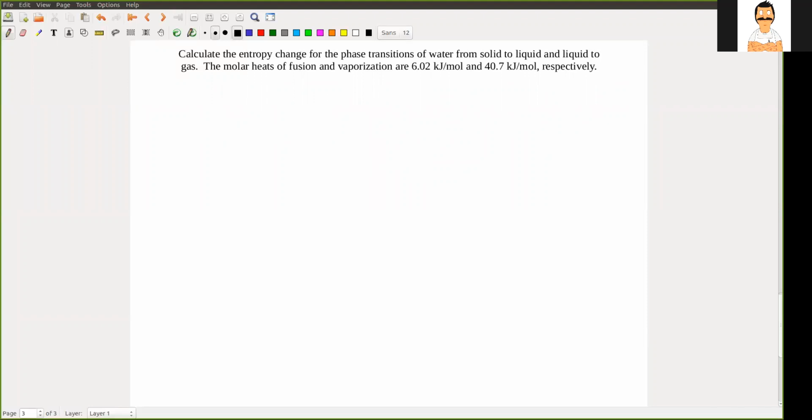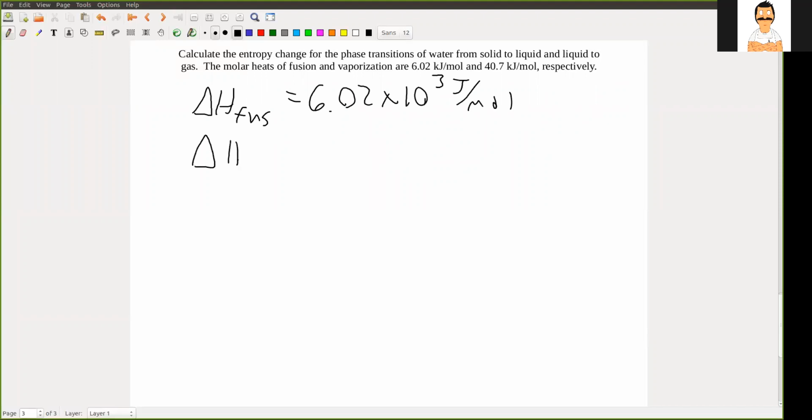But we're provided the molar heat of fusion, so delta H of fusion, call that delta H of fuse, is equal to 6.02 times 10 to the third joules per mole. And delta H of vaporization is equal to 40.7 times 10 to the third joules per mole.